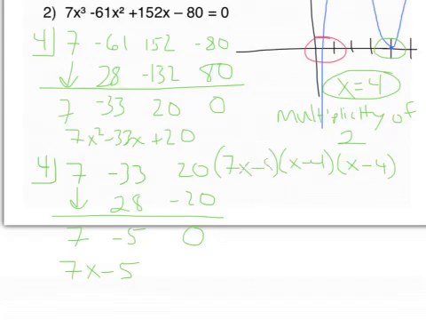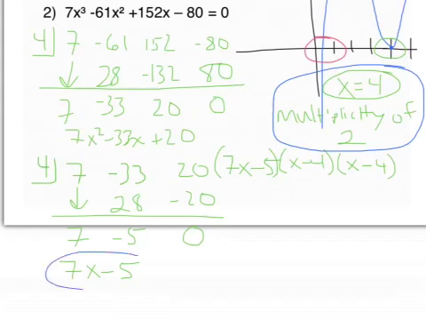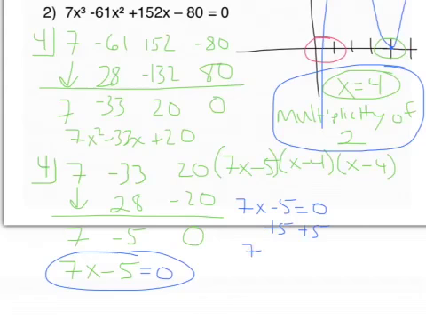If I want to find my roots, which is what it asked for, it asked for all the roots, well, I know I have this one up here, x equals 4 with a multiplicity of 2, so there's 2 of them. My other one, I need to set this equal to 0 and solve. So 7x minus 5 equals 0. Add 5. 7x equals 5. So I get x equals 5 over 7. So x equals 4, x equals 4, and x equals 5 over 7 would be my 3 answers for this problem.